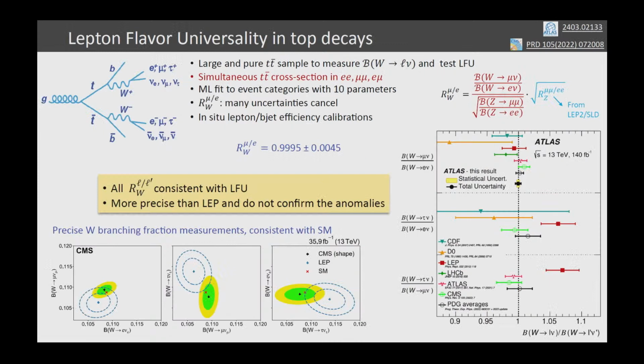Having in hand such a large t-tbar sample, we also go and do precision measurements in the electroweak sector, namely measuring the W branching fraction and testing lepton flavor universality.